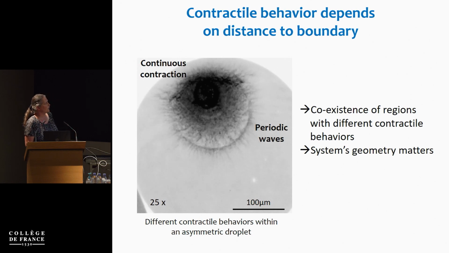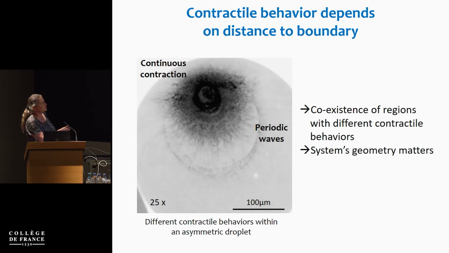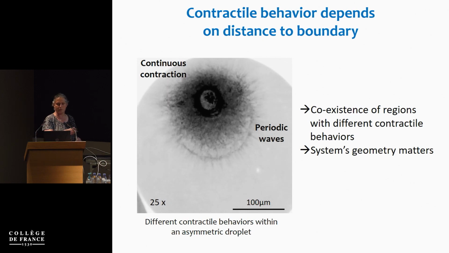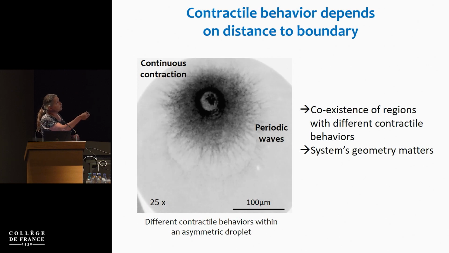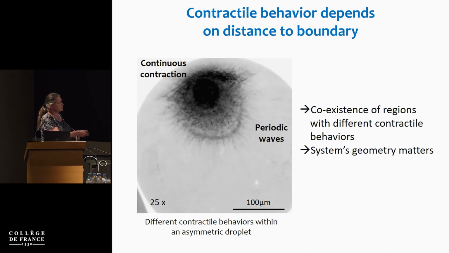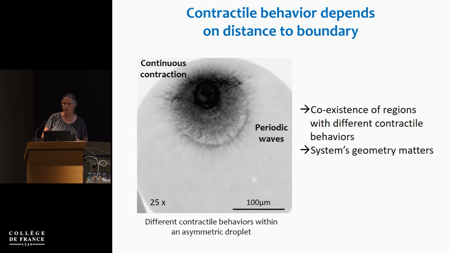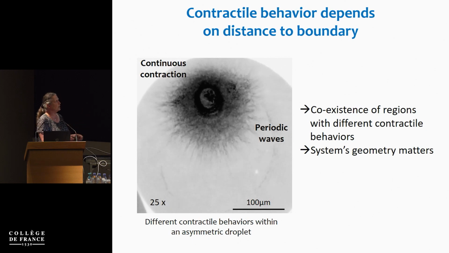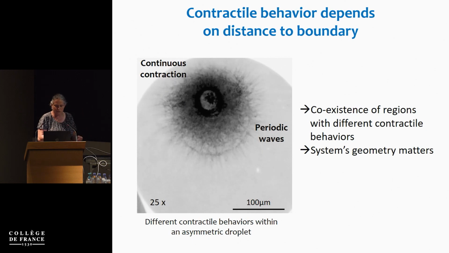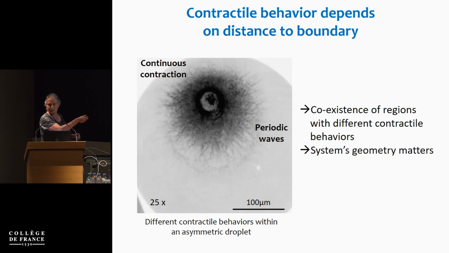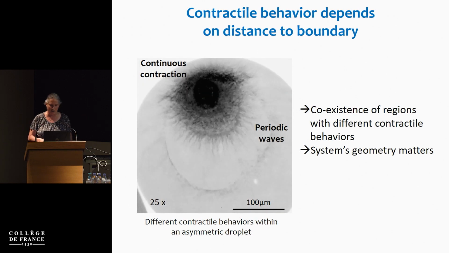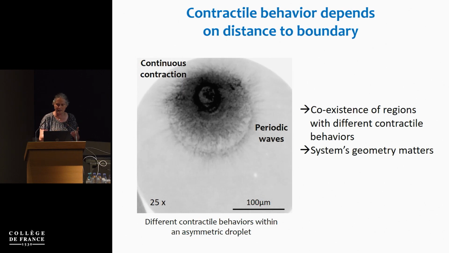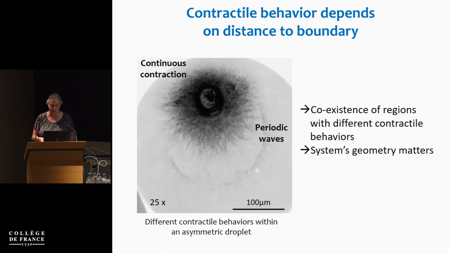If we look at droplets where the contraction center is asymmetrically localized, we can see both types of behaviors within the same droplet. Here you can see on the side that's closer to the interface, you see continuous contraction. On the side that's further away from the interface, you see these periodic waves. This is nice because it tells us that these wavy patterns are not due to some modulation related to surface to volume ratio, but are directly related to the distance between the contraction center and the boundary of the system. And it also tells us that when we think of these systems, we have to consider coexistence of regions with different contractile behavior.